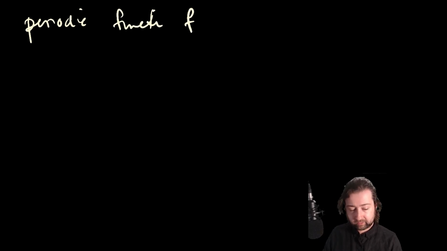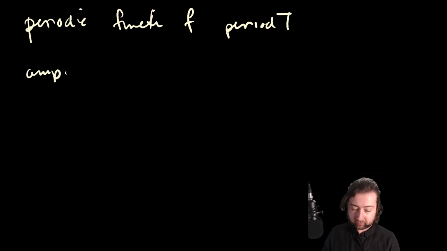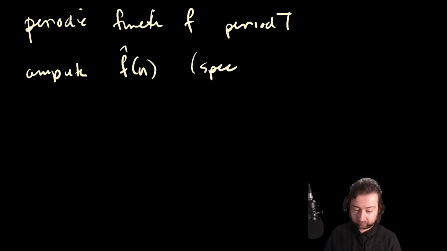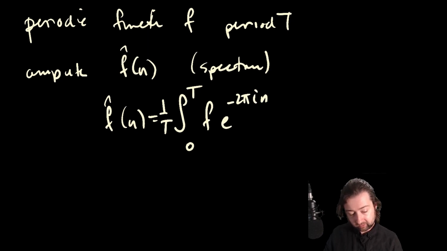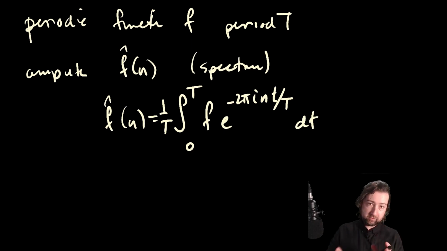If I have a periodic function f of period T, I can compute the spectrum by writing down f hat of n is equal to the integral from 0 to T, 1 over T to normalize the interval, and then f e to the minus 2 pi i n t over T dt. That's how I compute the coefficients.